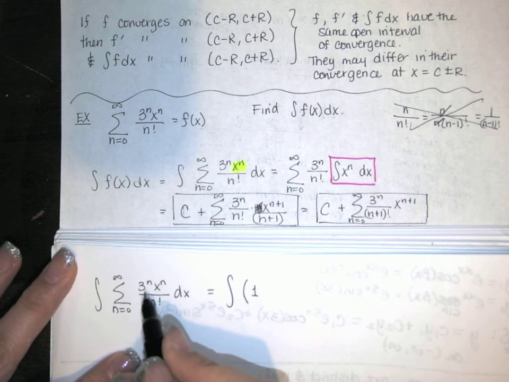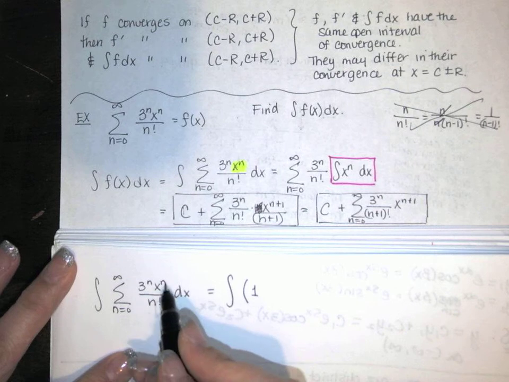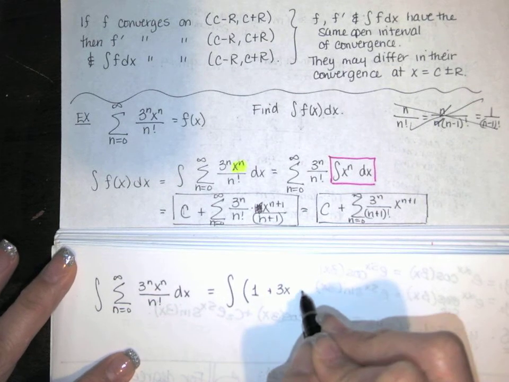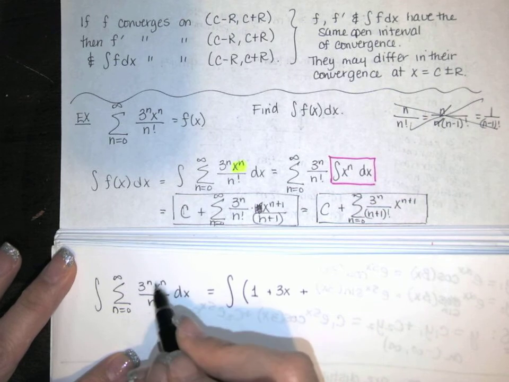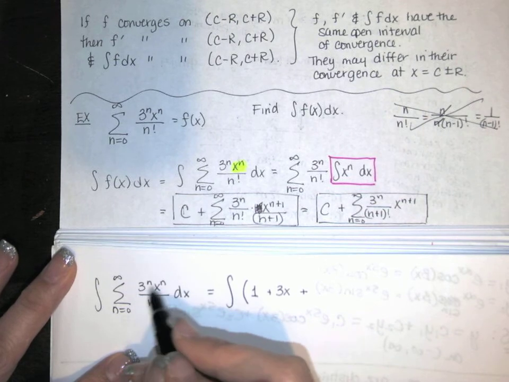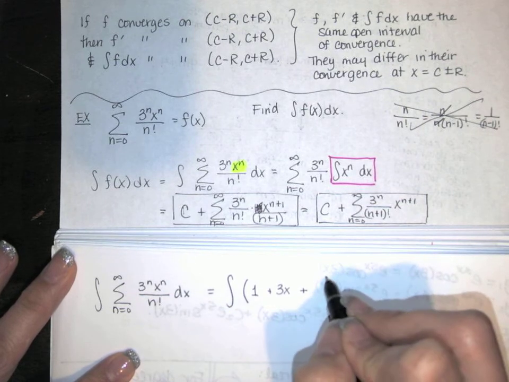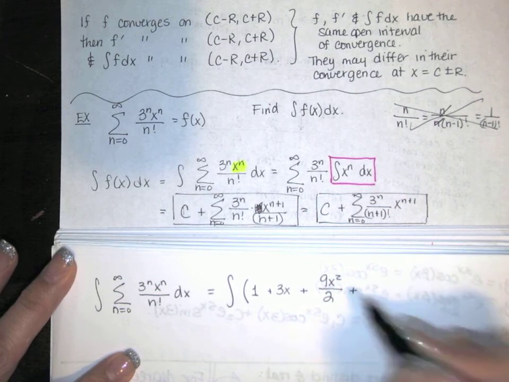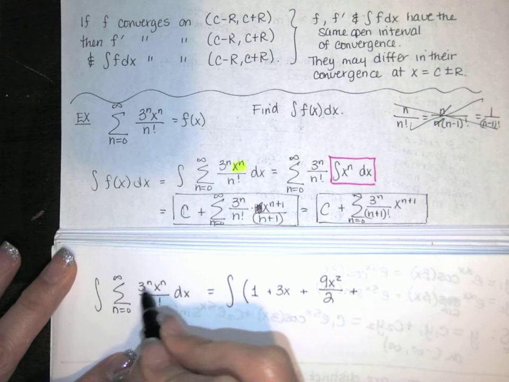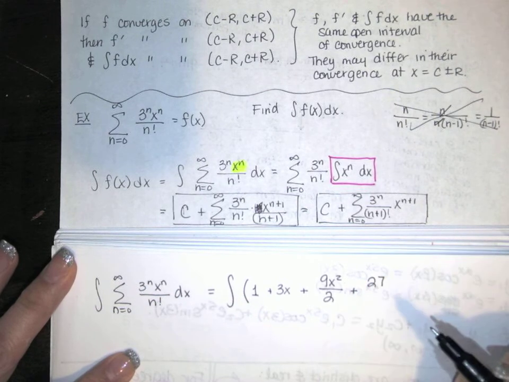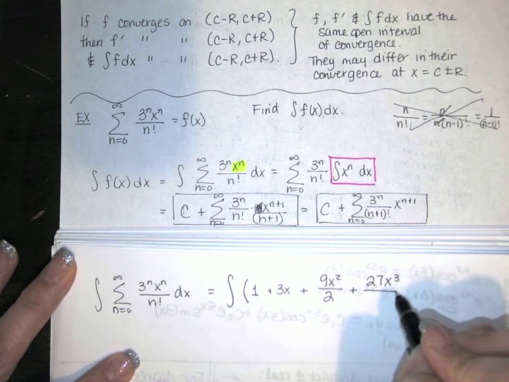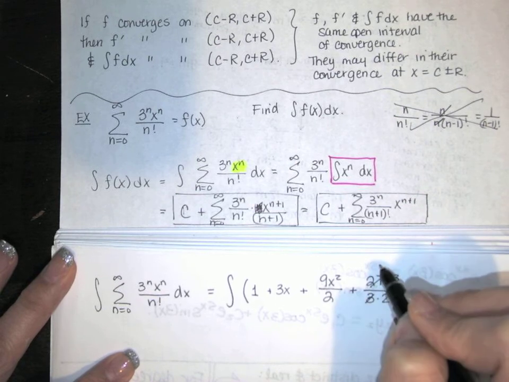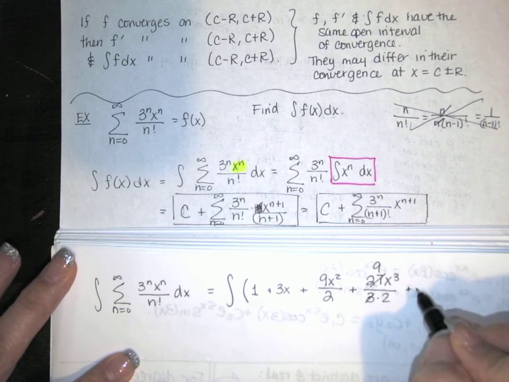When n is 1, we get 3 to the first times x to the first, so that's 3x over 1 factorial, so we just get a 3x. When n equals 2, you get a 3 squared, that's 9, times x squared, all over 2 factorial. When n equals 3, you have 3 cubed, so 27, times x cubed over 3 factorial, so 3 times 2, and 3 goes into 27 9 times.